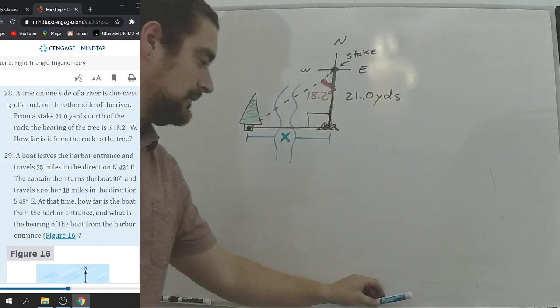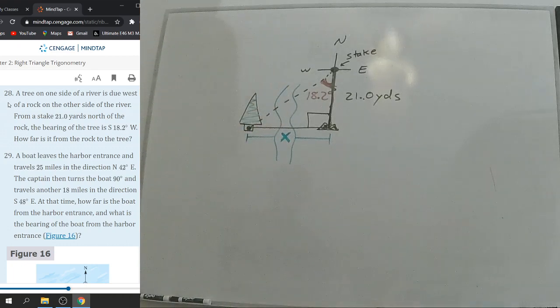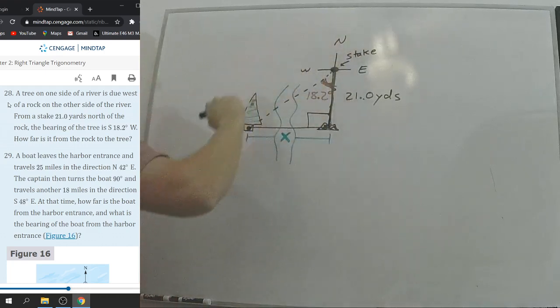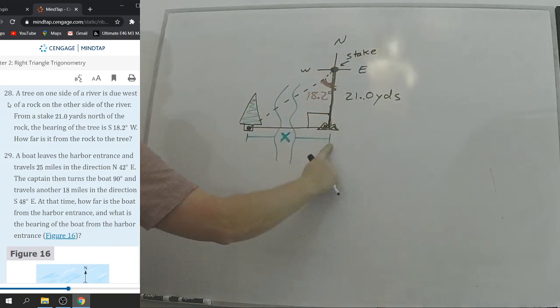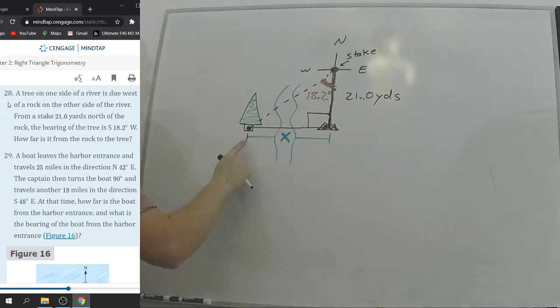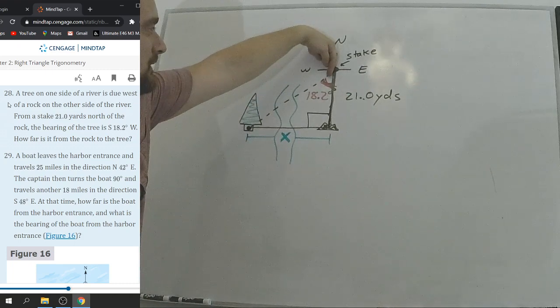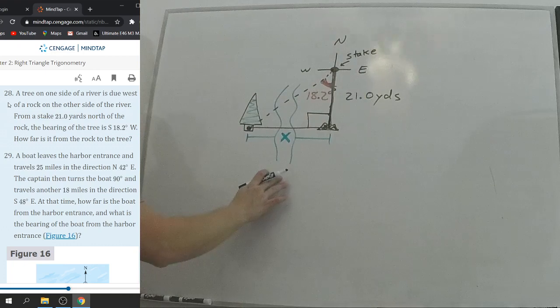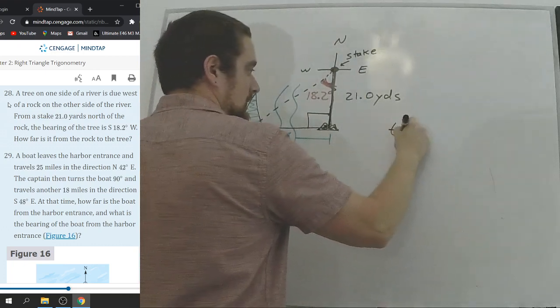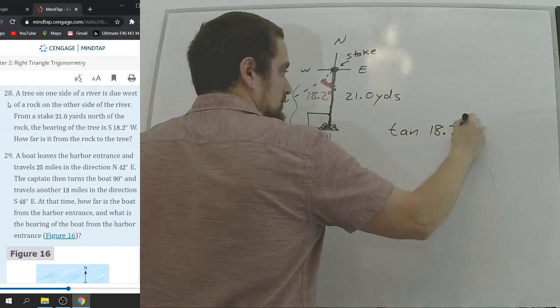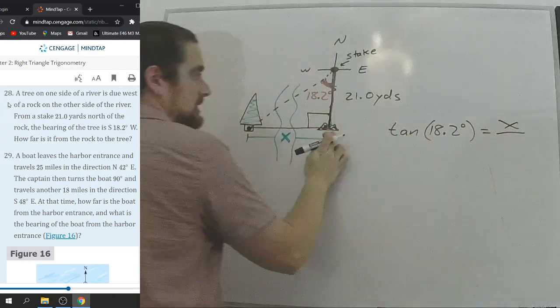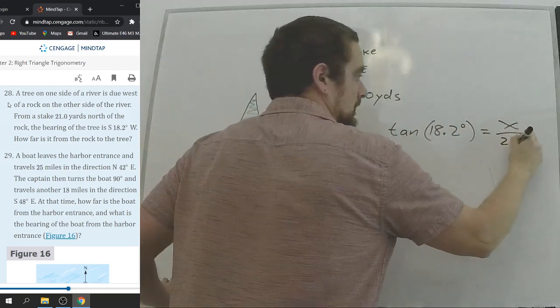So, picture, if you give it too much detail, it might be a little confusing. It really is just a triangle where you have an angle, so your perspective is coming from up here at the stake, that angle 18.2 degrees. You have an adjacent side, and you have the opposite side. So if I'm at the angle up top, the adjacent side is the 21.0 yards, and I'm looking for the opposite. Again, it's another tangent function. Tangent of 18.2 degrees is going to be equal to the opposite, which is x, over the adjacent, which is 21.0.